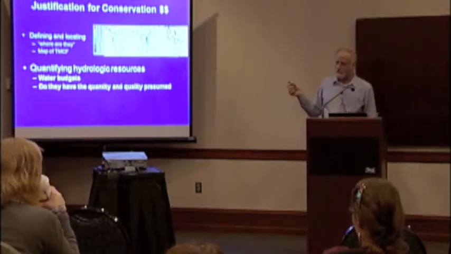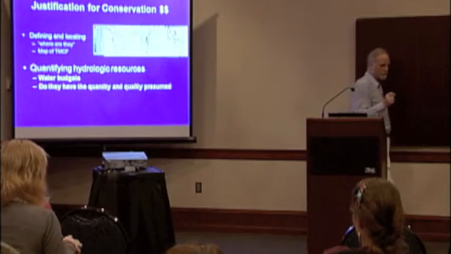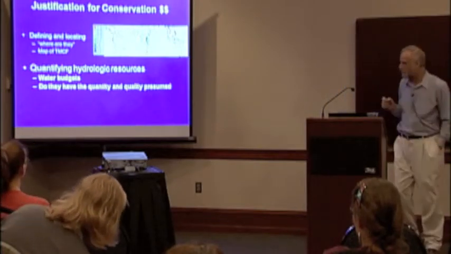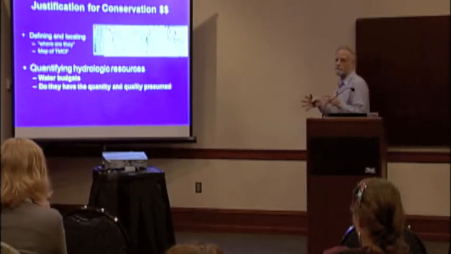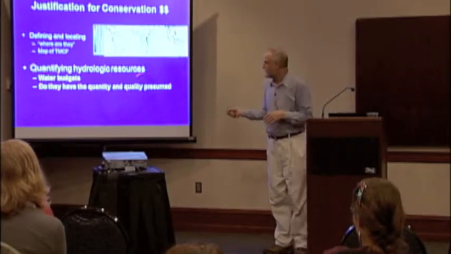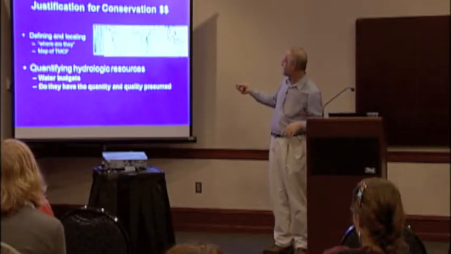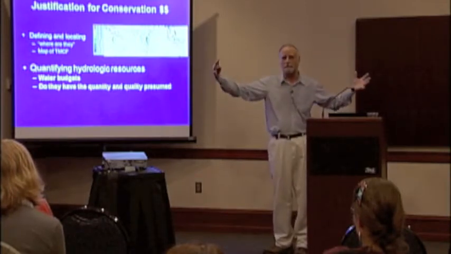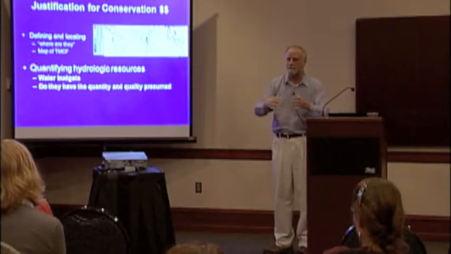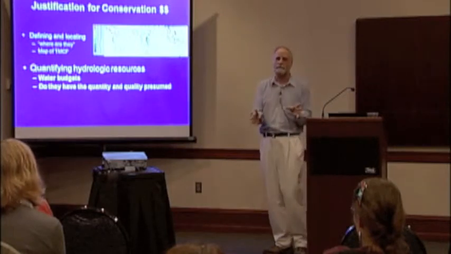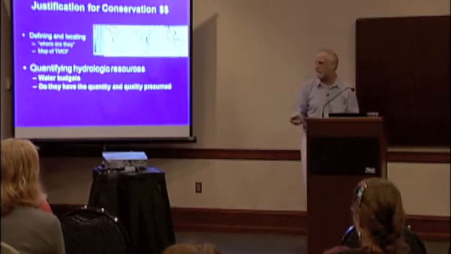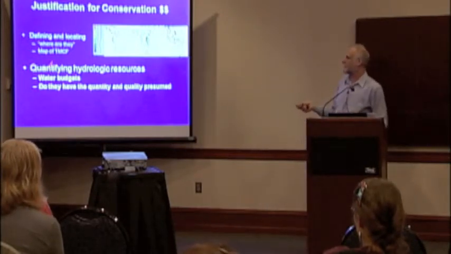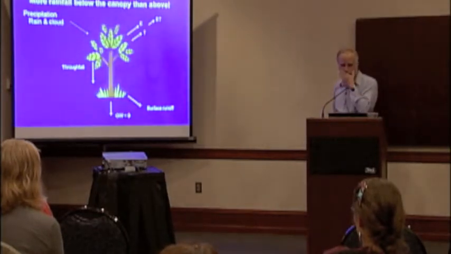The next two efforts, on the hydrologic resources and also their ecosystem services, are much, much more local. These are big global scale maps, so we pretty much know these big areas have them, but we don't actually manage at this scale. We manage at a much smaller scale, on this mountain range or in this country, and that's really where the water quality comes in. Do they have the quantity and quality of water that's presumed?